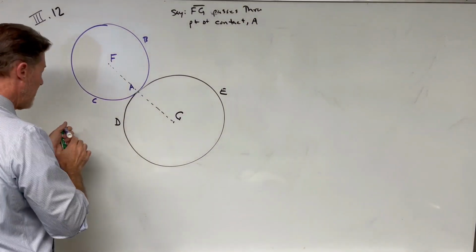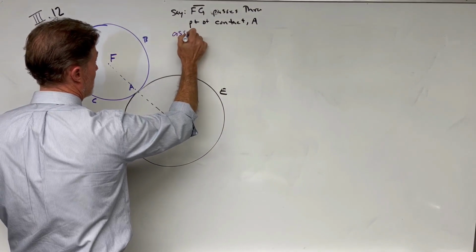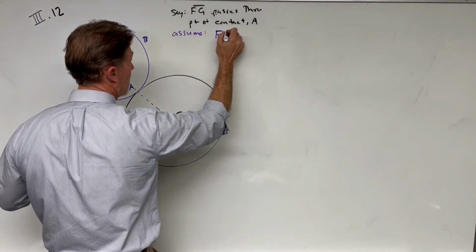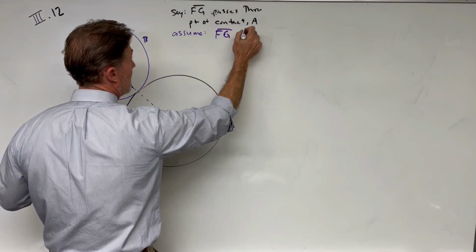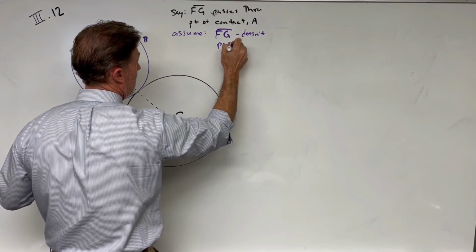Now this is a proof by contradiction, so we're going to assume that it doesn't and show how that leads to a contradiction. So let's assume when I join FG, okay, that it doesn't pass through A.